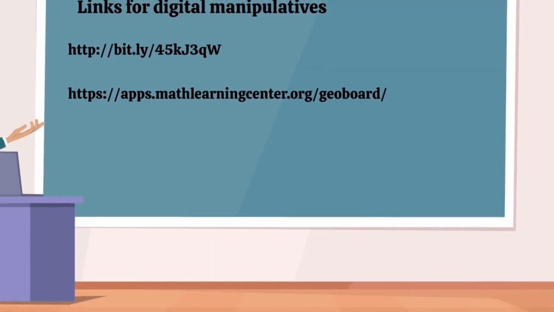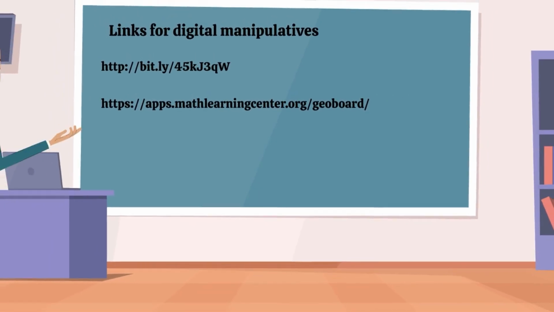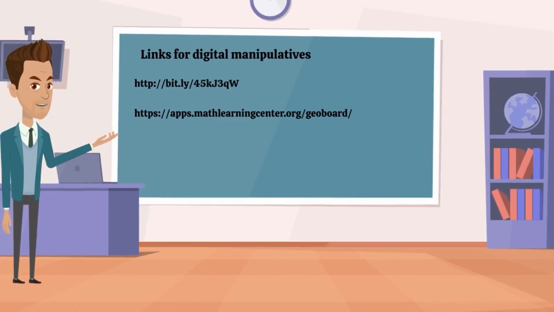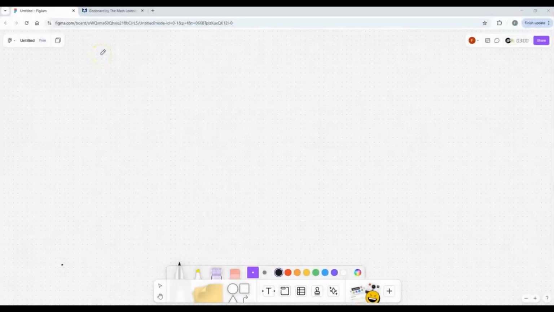So for today's lesson, we are going to use 2 different manipulatives that we can get online. And these are the links for them. It is a virtual whiteboard and a geoboard we will be using for our lesson. Okay students, now that I have my 2 digital math manipulatives open, we can now start to solve our optimization problem. The first step would be to define our variables x and y.